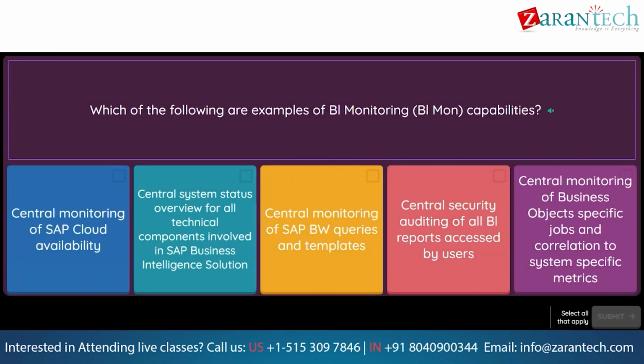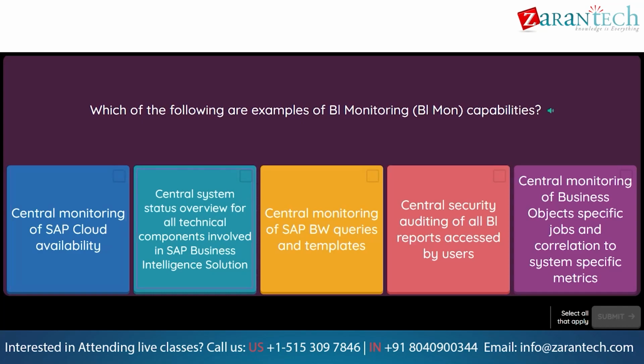Question: which of the following are examples of BI monitoring, BI-Mon, capabilities? Option 1, central monitoring of SAP Cloud availability. Option 2, central system status overview for all technical components involved in SAP Business Intelligence solution. Option 3, central monitoring of SAP BW queries and templates. Option 4, central security auditing of all BI reports accessed by users. Option 5, central monitoring of business objects specific jobs and correlation to system specific metrics.